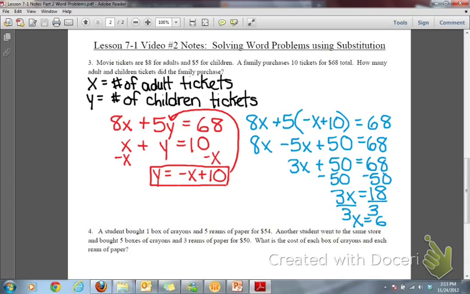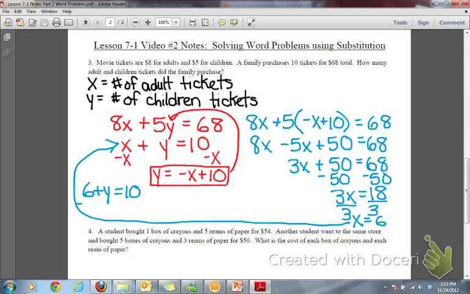Remember what x stood for? X was the number of adult tickets, so we know they've purchased 6 adult tickets. I don't know where I got 8. They purchased 6 adult tickets. So then for the number of children tickets, I would just go back to my original second equation. Right here, x plus y equals 10, so just put 6 in place of x, so 6 plus y equals 10. Subtract the 6, and y equals 4.